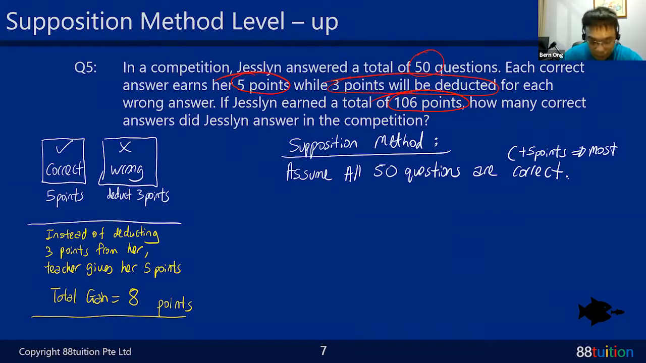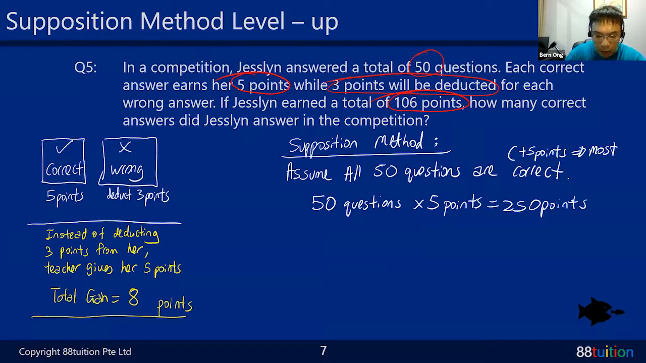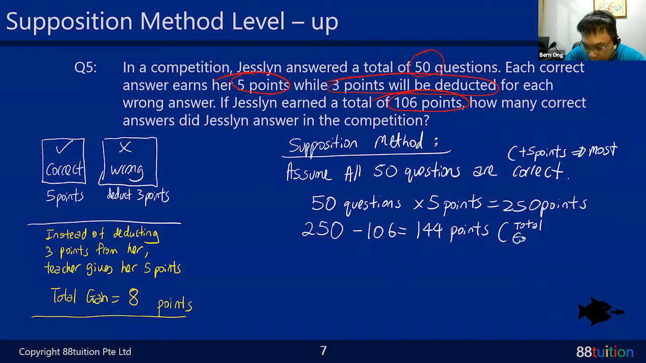Now all 50 questions, you get what? 5 points times 50. So you are supposed to get 250 points. But what happened? I only received 106. Wait, what's the difference? How come got so much extra? 250 points minus the 106 points will give you 144 points. And where does this 144 extra points come from? It comes from the wrong questions.